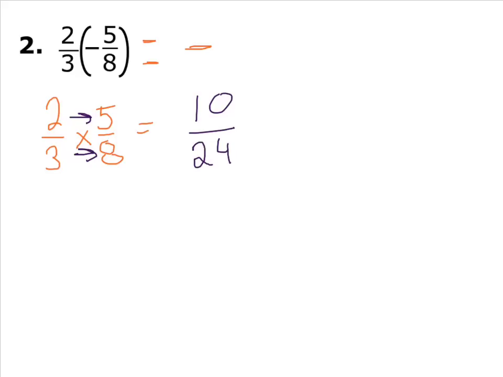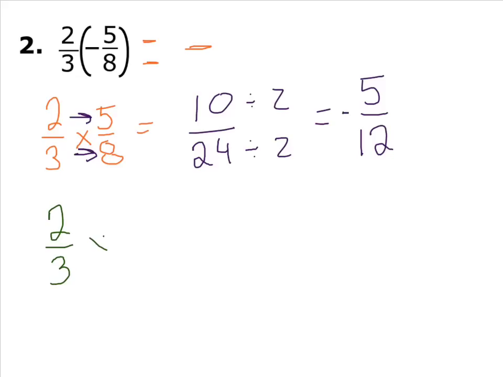Now we need to simplify that, because I know that 2 will go into both of those. So, divide both the top and the bottom by 2, which is going to give us 5 over 12. And that's my answer. Now, oh, wait, the negative. I forgot about the negative. Don't do that like I did. So it's actually negative 5/12. Now, let me show you one more way that we can do this, by reducing before we multiply.